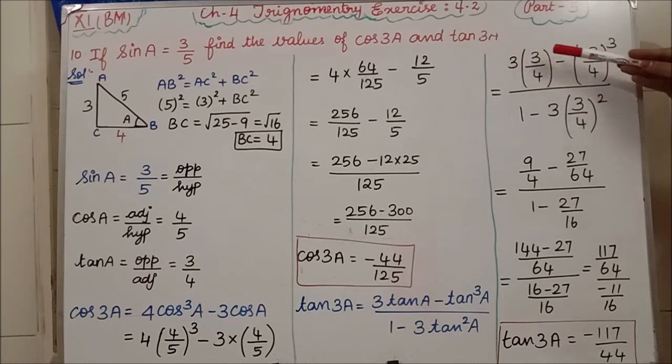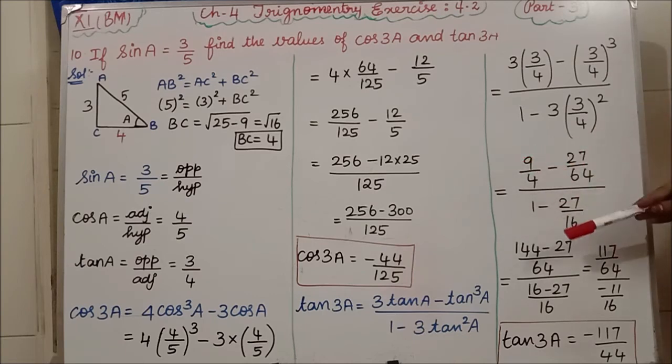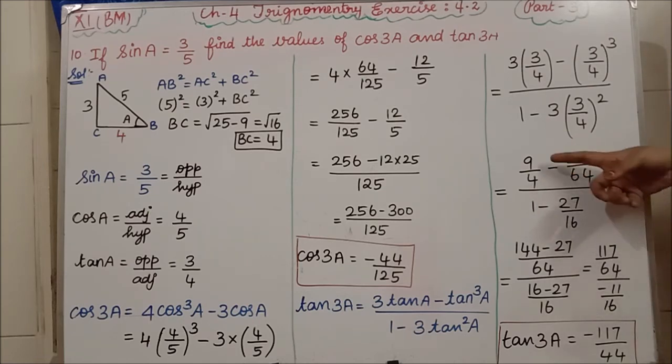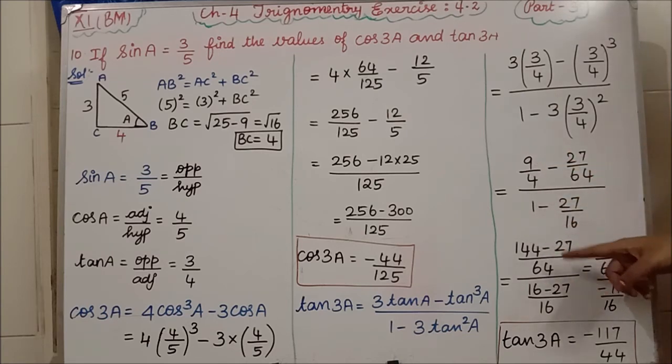Clear? So 3 3s are 9 by 4 minus 3 cube is 27, 4 cube is 64, divided by 1 minus 3 square, if you are doing, 9. 9 into 3 is 27. 4, if you square, you will get 16. Next step, 4 and 64, if you take LCM, I will get 64. So to make here 64, what number will you multiply? You will multiply with 16. So 9 into 16 is 144 minus 27 divided by 64.